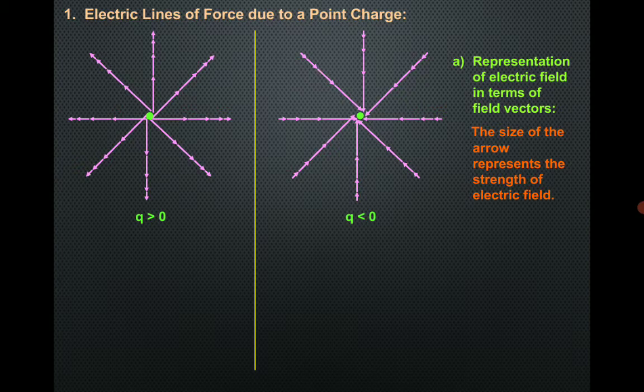Representation of electric field in terms of field vectors we have done over here. The size of the arrow represents the strength of the electric field. You can see the size of the arrow is decreasing as we move far away from the charge. So it shows that the electric field strength is decreasing. And near the positive charge or near the negative charge, you can see the size of the arrow is large, so electric field strength is high.